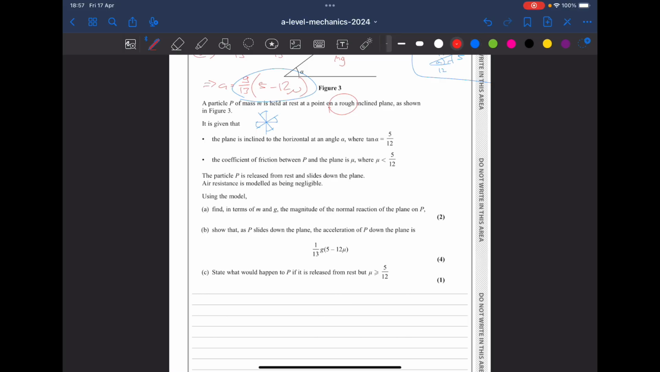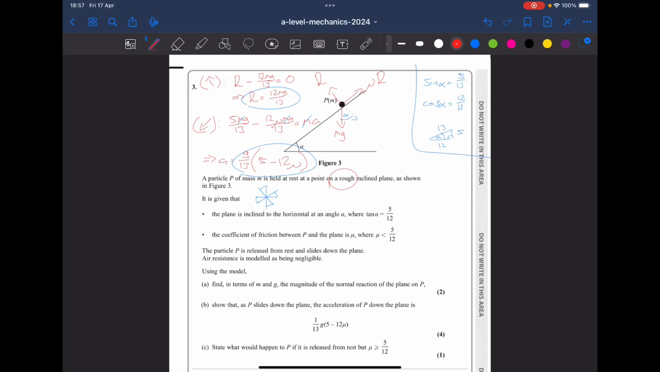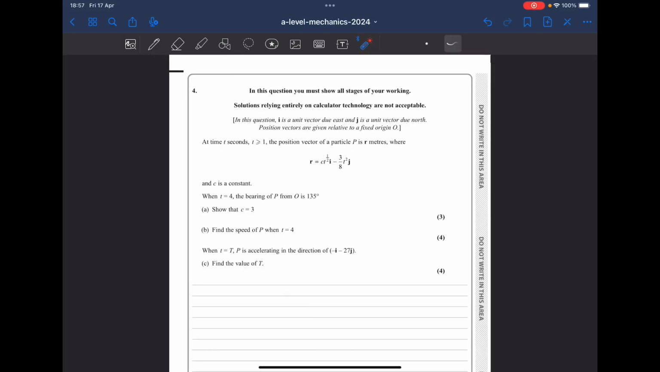So that all looks good to me. Hopefully nothing too difficult in there. Just resolving forces, solving simultaneously. Let's keep going to number 4.